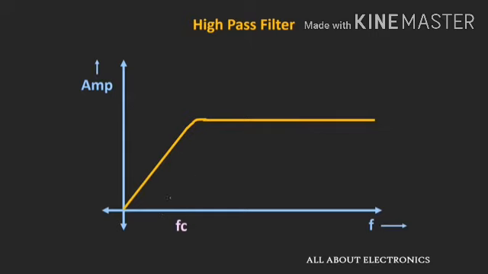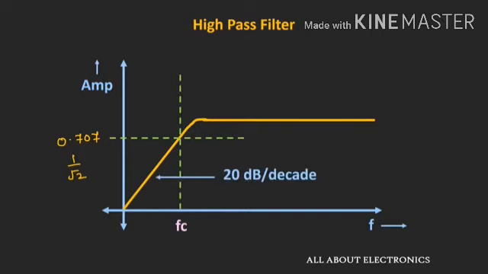So at low frequencies the output will be approximately equal to 0, and as the frequency increases the output will also increase, and at cutoff frequency the output will be 0.707, or 1 by root 2 times the input value. As we go beyond this cutoff frequency the output will be approximately equal to the input value. So below this cutoff frequency Fc the output will increase at the rate of 20 dB per decade.